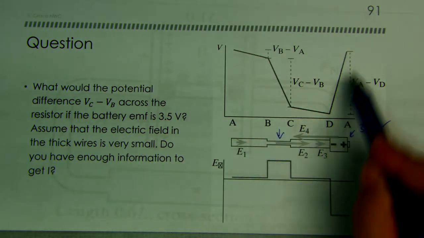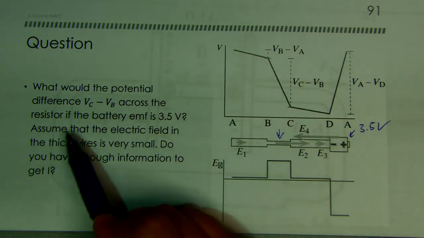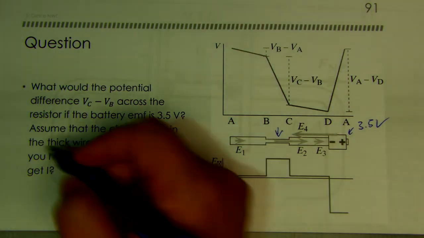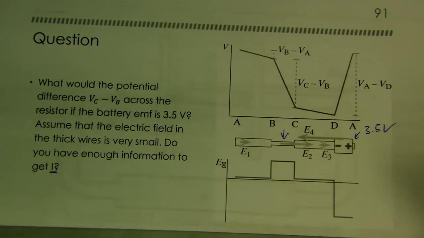and we can look at what's happening to delta V as we're going through this circuit. So we're going to assume the electric field in the thick wires is very small. And the question we want is, do we have enough information to get the current I?